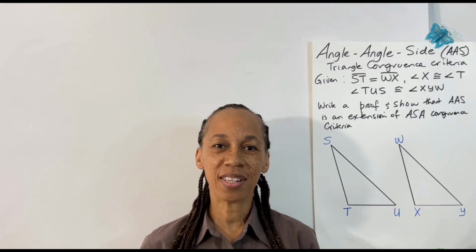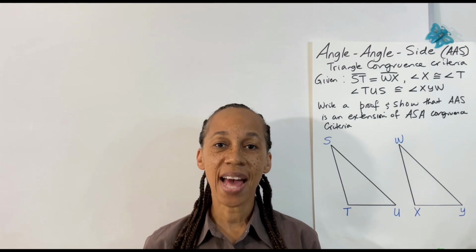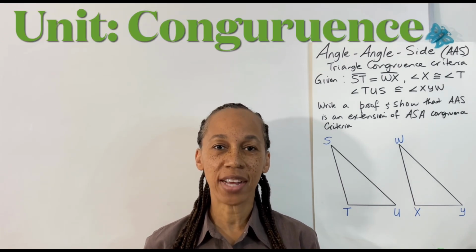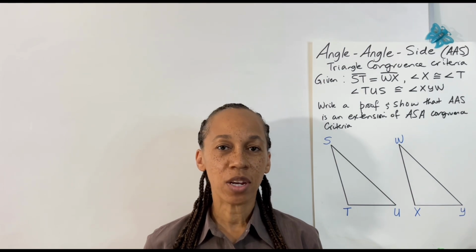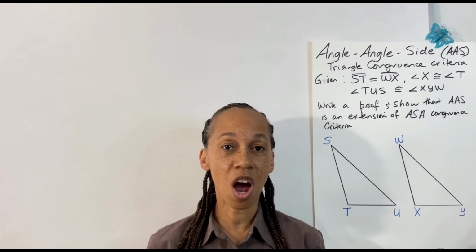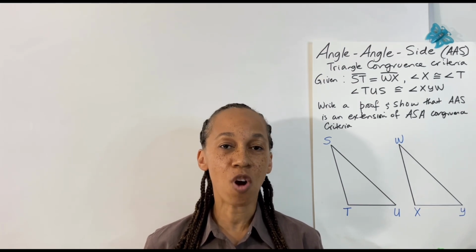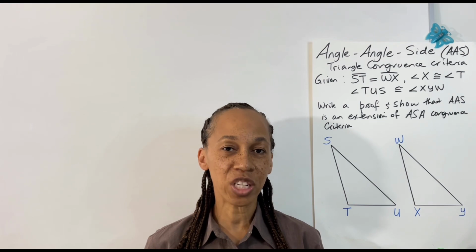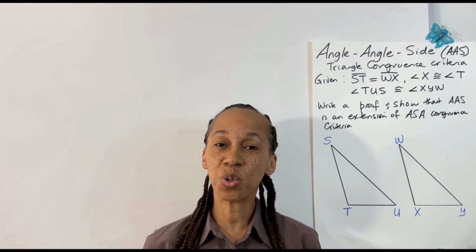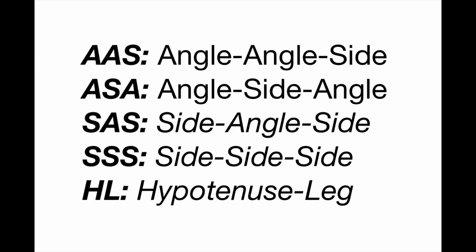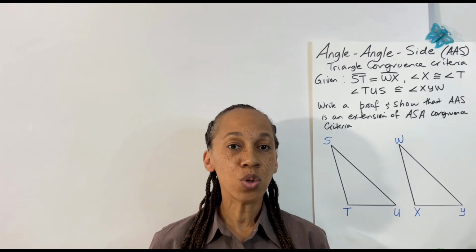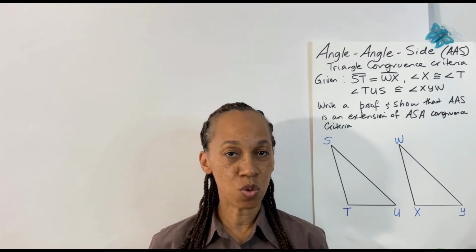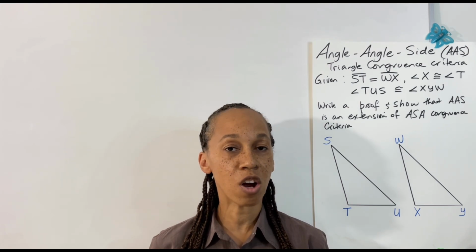Today I'm going to discuss a topic in geometry, and that topic has to do with congruence criteria. If we are given two triangles, we are usually asked to prove if those two triangles are congruent using one of the 5 congruence criteria. And the 5 congruence criteria that we can use to prove that two triangles are congruent are AAS, ASA, SAS, SSS, and HL.